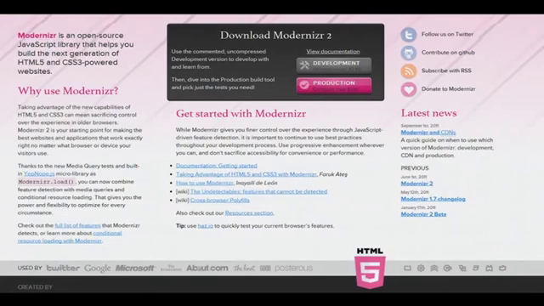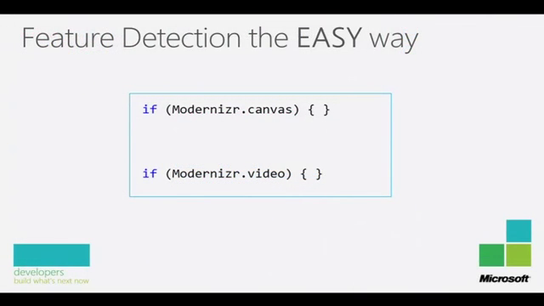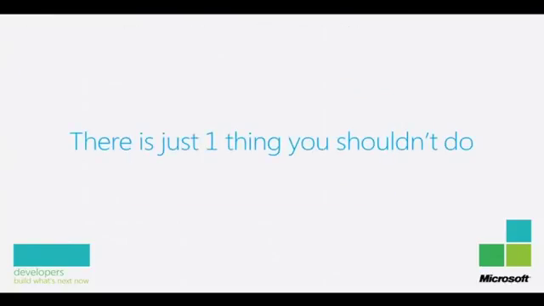Modernizr is a free library that you can use, and this library will help you detect if features of CSS3 or HTML5 are supported, yes or no. And if you look at the code in Modernizr, you see that it's pretty simple. I can just ask Modernizr, hey, is the canvas supported? Or Modernizr, is the video supported?